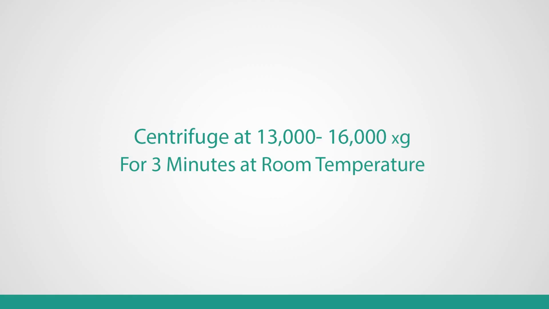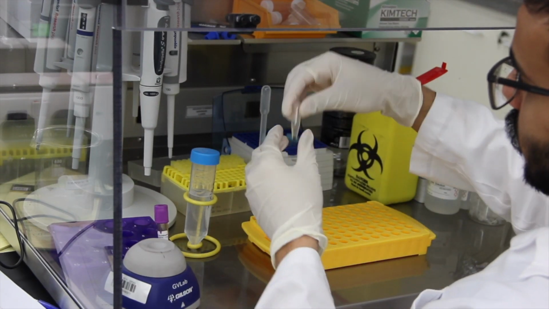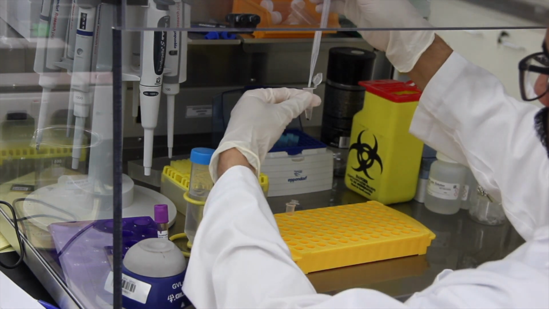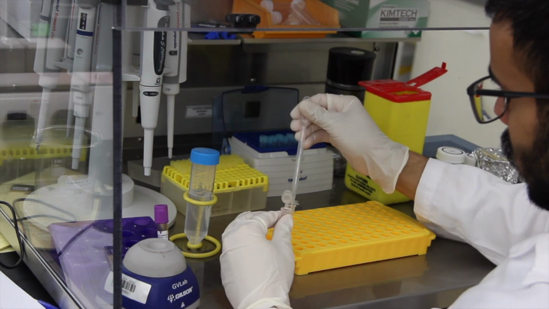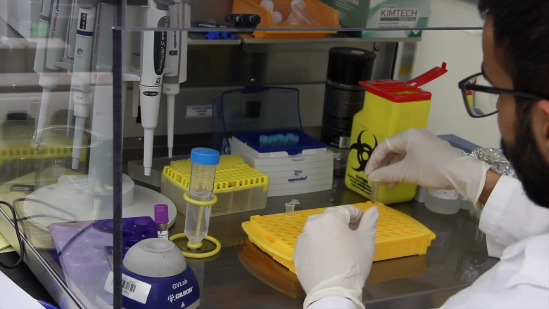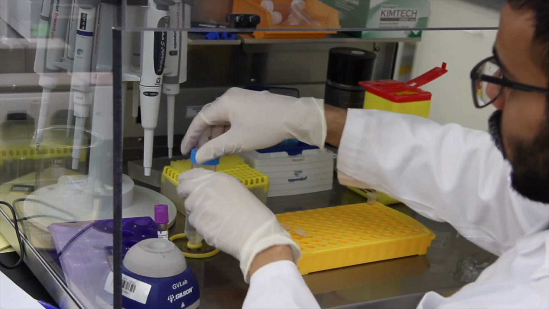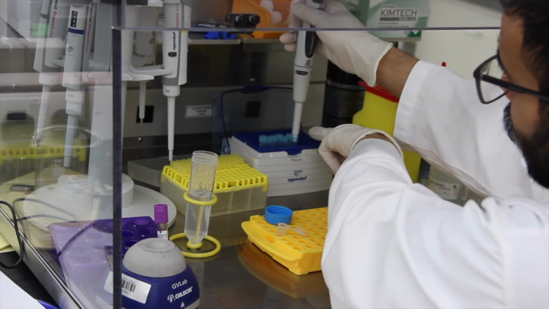Vortex. Notice the brown pellet. If the brown pellet is apparent, then transfer the supernatant to a new tube. Then add 300 microliter of isopropanol to the supernatant.